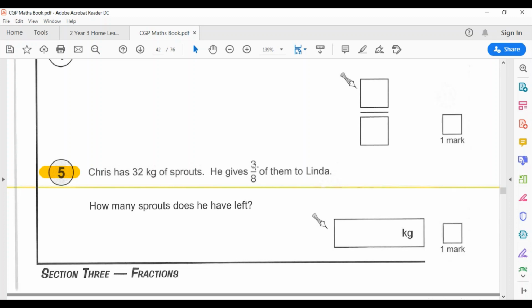So the fraction that you've calculated, you then need to take that away from the 32 kilogram total. Okay, so when you've worked out 3/8, you take that away from the 32, so that then you can work out how many sprouts he's actually got left. Okay, so it's kind of working out two parts of the whole. Once you've worked out the fraction, you then need to work out, if he gives that amount away, what is he going to be left with.